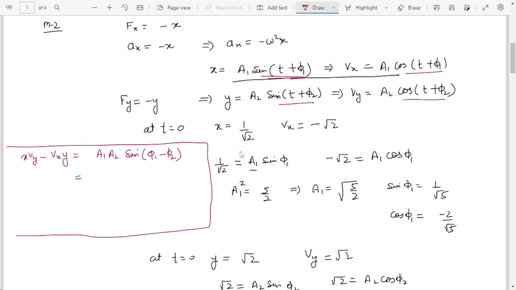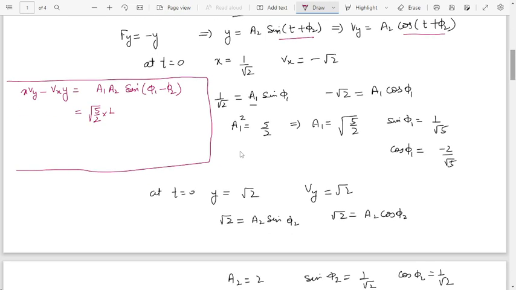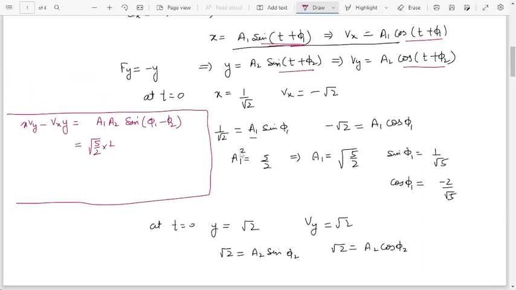So a1 a2 we had already found out. A1 was root of 5 by 2. A2 will be 1 upon root 2. No, A2 I think came out to be 2, right? A2 was 2, yes, sorry. So A2 was 2, okay.